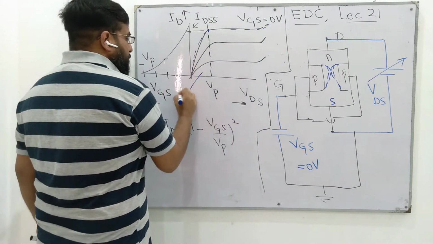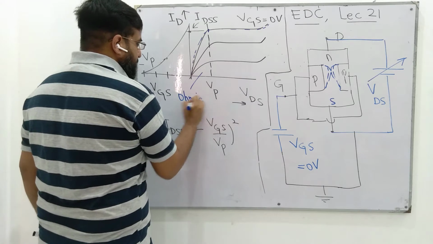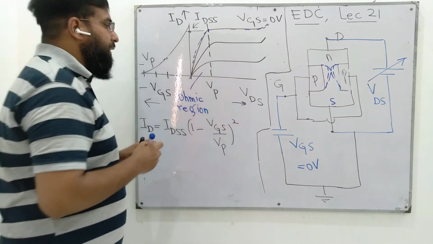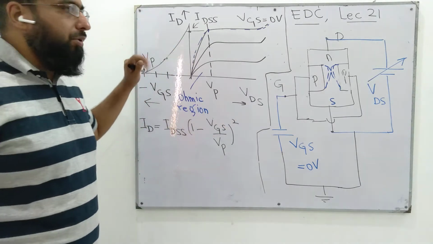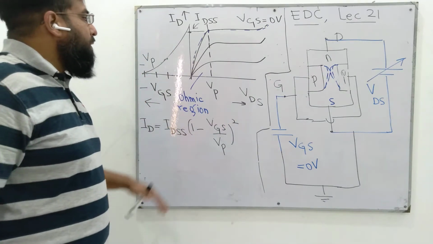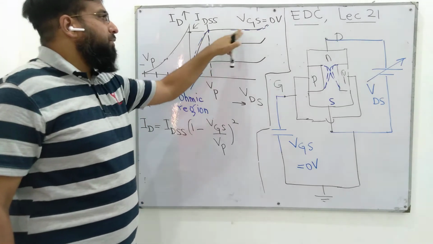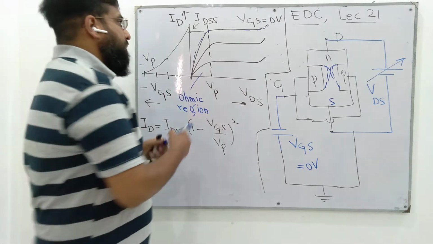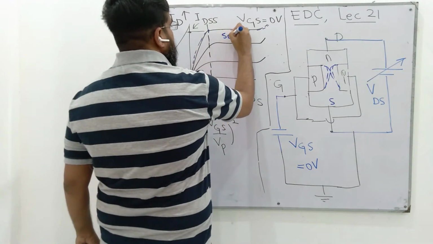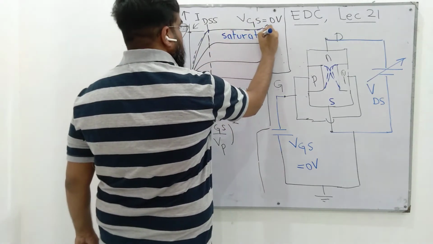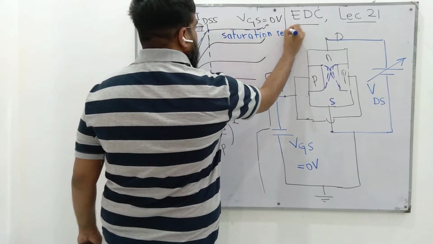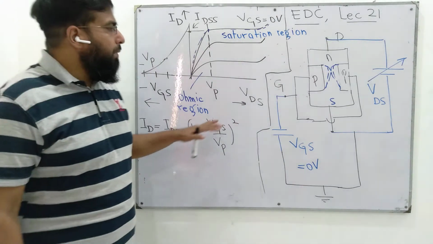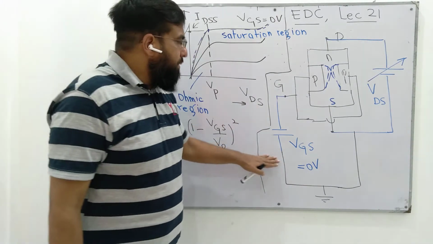This region is called the ohmic region. Why ohmic? Because with the increase of VDS, ID keeps on increasing. After that, we have the saturation region, when ID does not increase with increasing VDS. But we have other options.